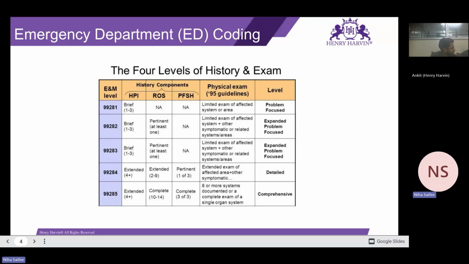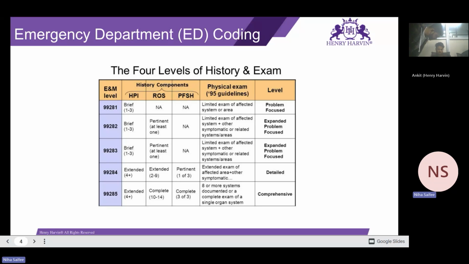Okay, the second scenario you can see, again history is brief but ROS pertinent to at least one. Okay, so you can see severe abdominal pain. Okay, so here only one system is tackled, that is abdomen. Okay, so physical exam again limited to a specific system. Okay, other symptomatic or related symptom areas. Okay, so this is expanded problem focused. Okay, so here we are focusing on the gastrointestinal area itself, but if required we can do other examinations also.